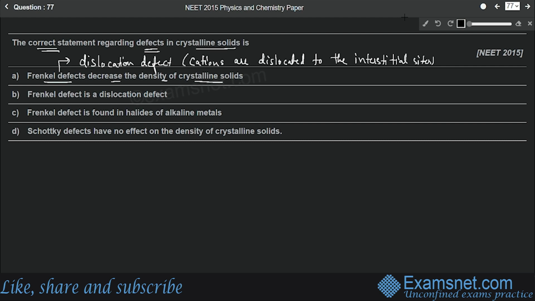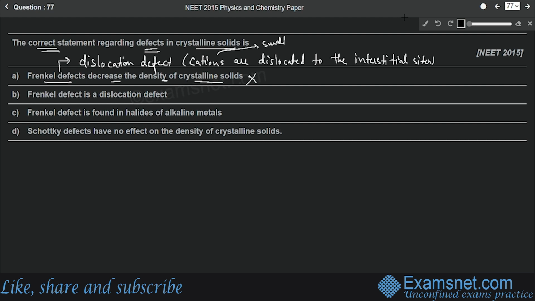Okay. These cations are small in size. So here, although the position of the cation changes, the overall density remains the same. So it does not affect the density of the crystalline solids. So this is an incorrect statement.